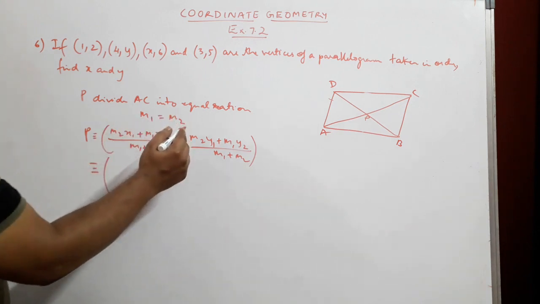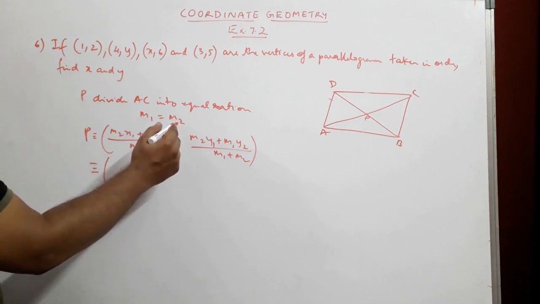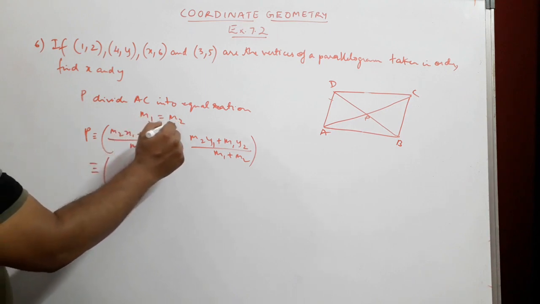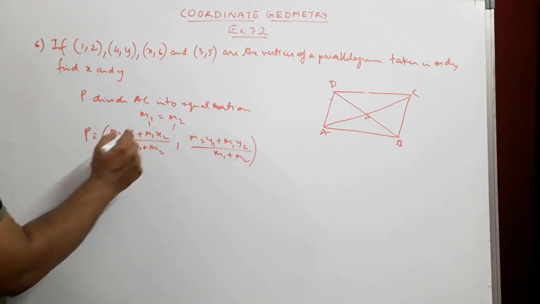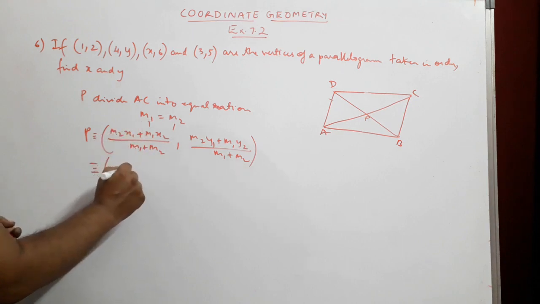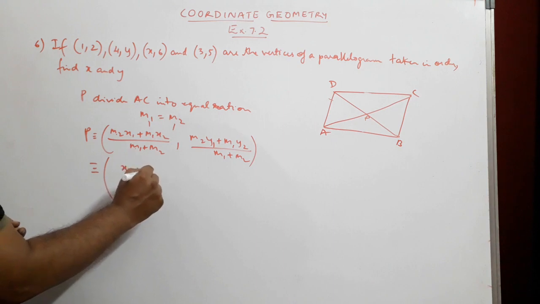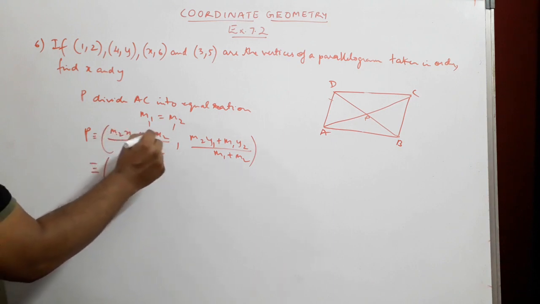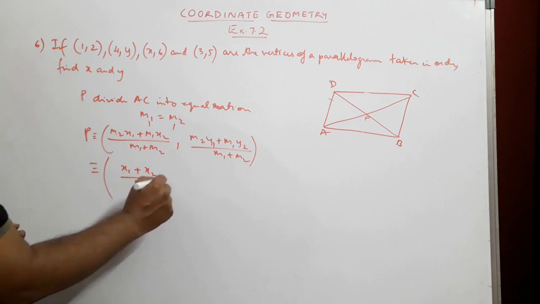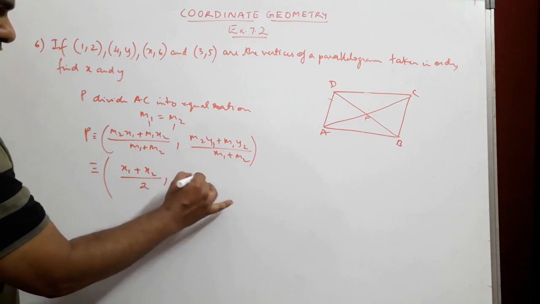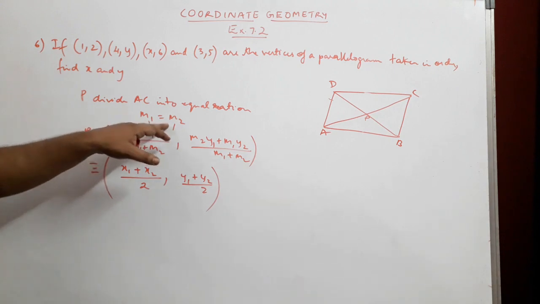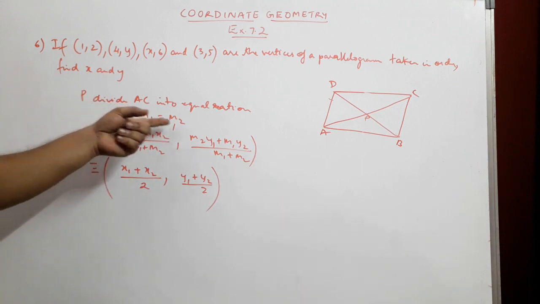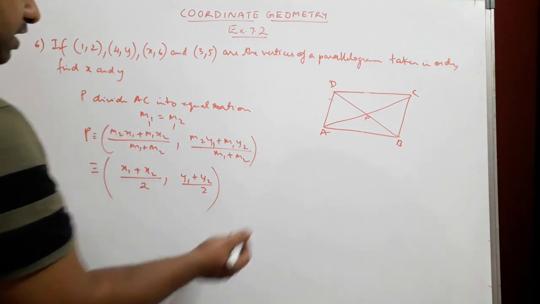Since m1 is equal to m2, if we take this as 1, this will also be 1. So we change the denominator to 1 plus 1, which becomes 2. This will become just x1 plus x2, because it will be 1 into x1 and 1 into x2, over 1 plus 1, or in other words 2. Similarly this will be y1 plus y2 whole thing upon 2. Got it? Why have we taken 1 in both places? Because they are equal. When they are equal they automatically become 1.